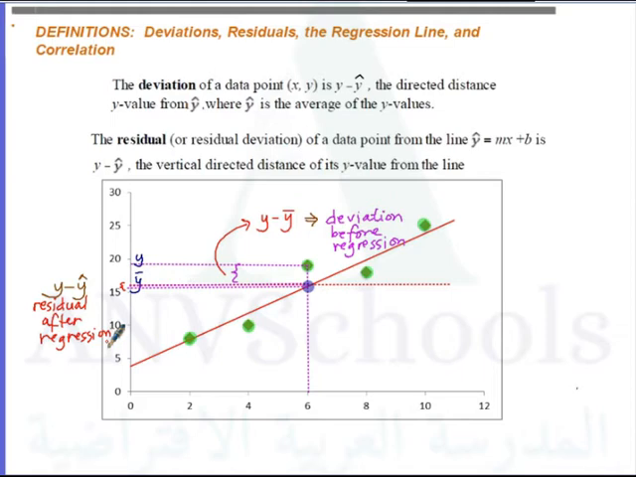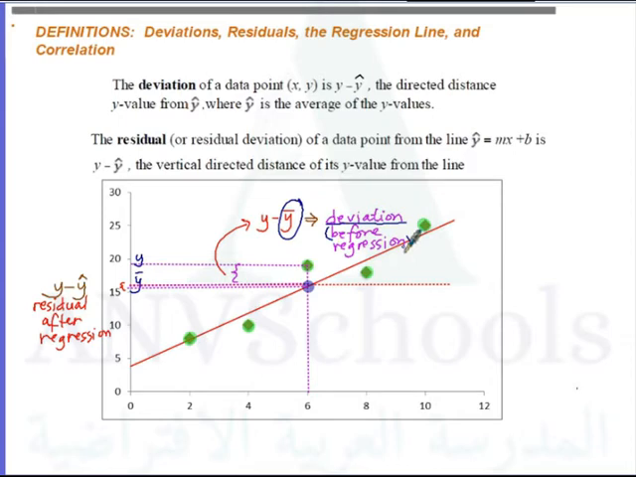So again, a deviation is done before regression, meaning that you are comparing your y, getting the difference from your data point y minus the mean of the entire data for y. So you get the average of your y values. That's your y bar. Okay, that's your y bar. And then you get the difference between your y and your y bar. That is called deviation before regression. Okay, because it occurs before regression.